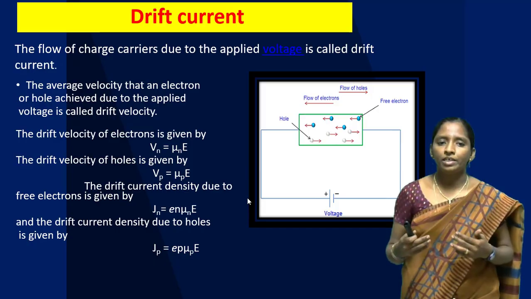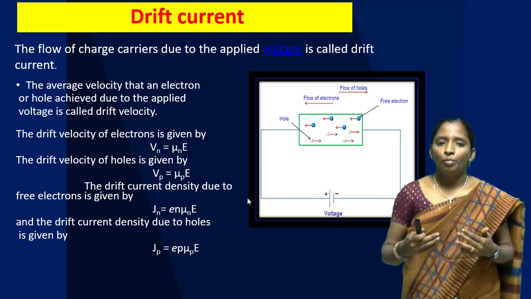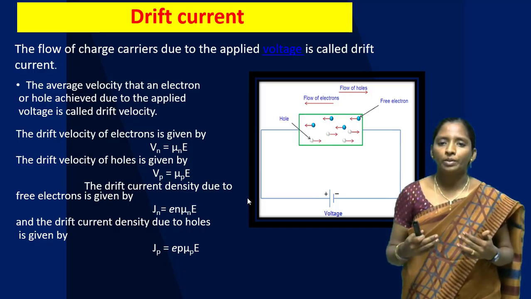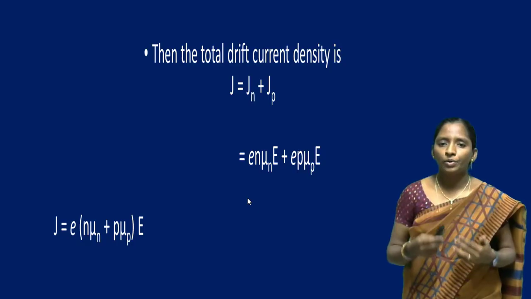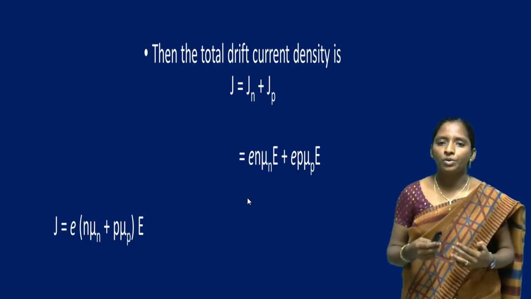The drift current density due to free electrons, that means movement of the electrons from the valence band to the conduction band, is given by Jn equal to e into N into mu n into E. And the drift current density due to holes is given by Jp equal to e into P into mu p into E. Then the total drift current density is given by J equal to drift current density due to electrons plus drift current density due to holes.